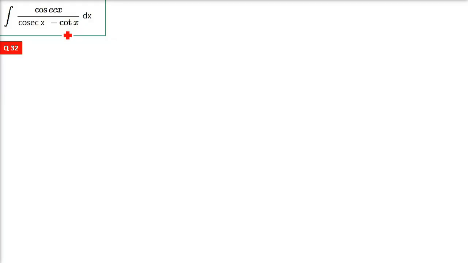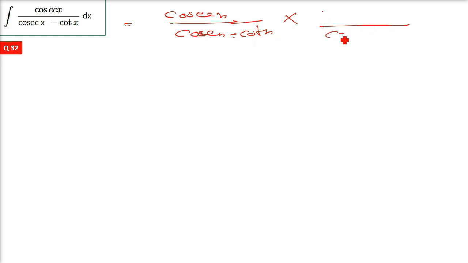Cosec x by cosec x minus cot x. So we have cosec x divided by cosec x minus cot x. The same thing will be done here. Just multiply the numerator and denominator by the rationalization factor, which is the same expression with a sign change. So we have cosec x minus cot x, so you have to use cosec x plus cot x in the numerator and denominator.